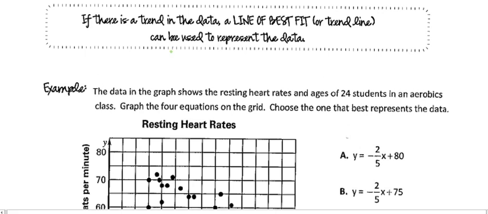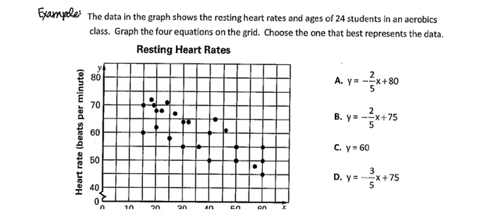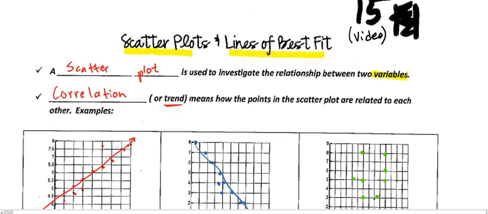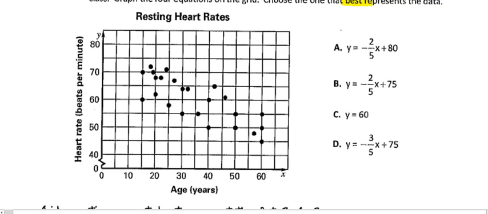And if there's a trend in the data, if there's a correlation in the data, the line of best fit, those lines we drew, or trend lines, they can represent the data. So in this example, the data in the graph shows the resting heart rate and ages of 24 students in an aerobics class. Graph the 4 equations on the grid and choose the one that best represents the data. Well, so heart rates and ages, those are your two, what did they say up here? Your two variables, right? And you see on the X and Y axis, there's heart rate and age.